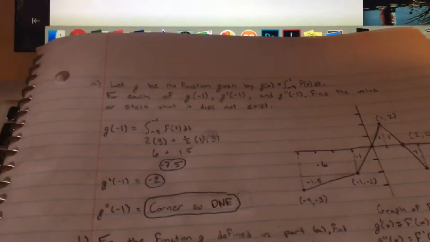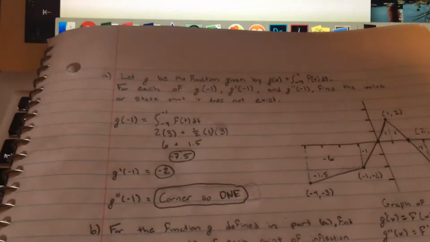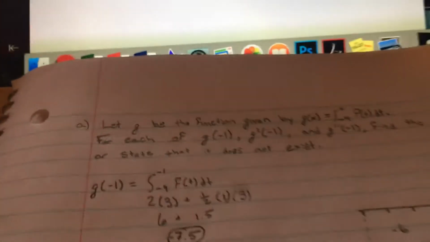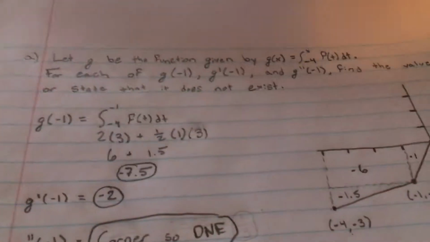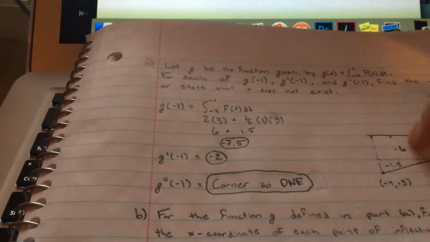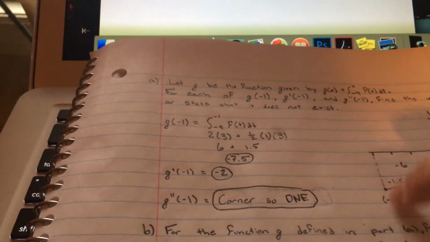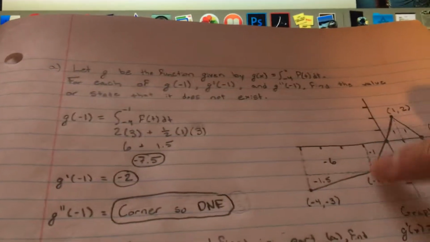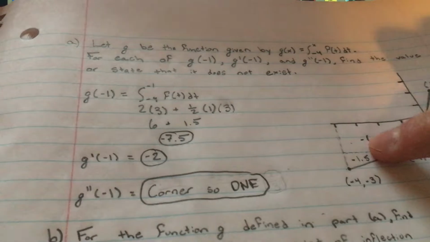Okay, for the first problem of the virtual day assignment, it asks for each of g of -1, g prime of -1, and g double prime of -1, and we have to find all the values and state if it does not exist. So, for g of -1, what you have to do is find the area under the curve. So what I did was I made a dotted line from -4 and a dotted line from -1 to represent the area under the curve.